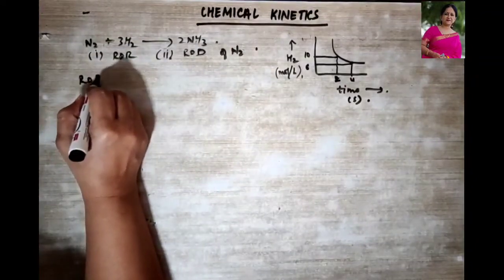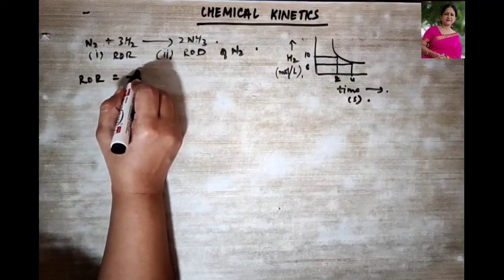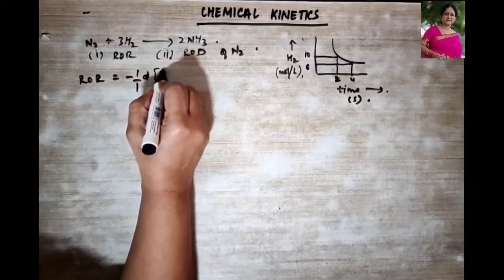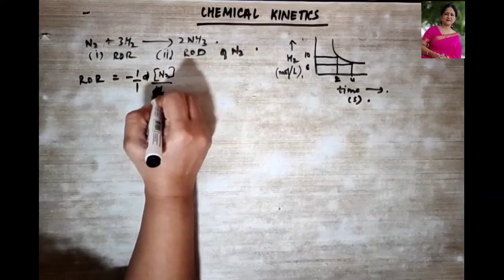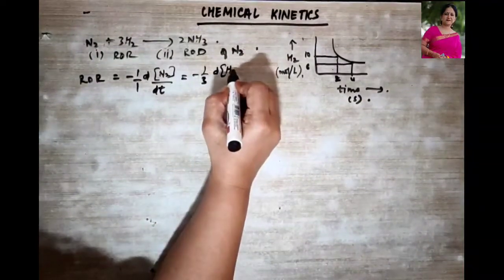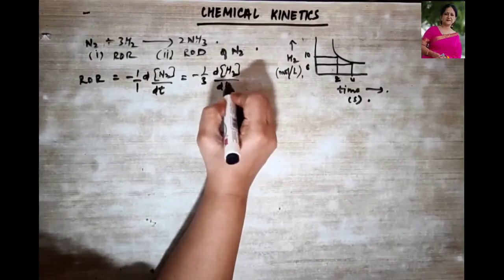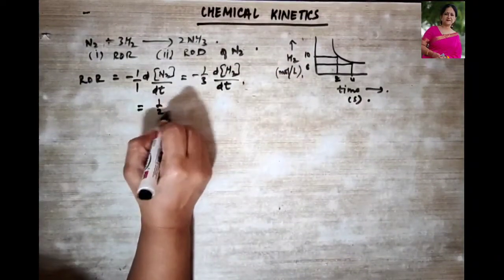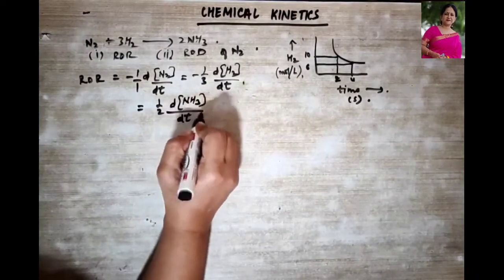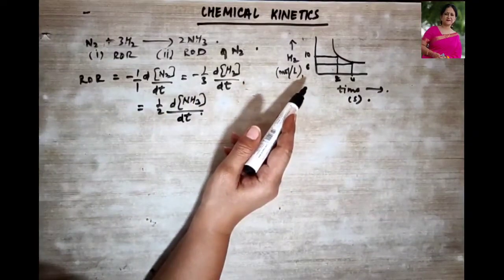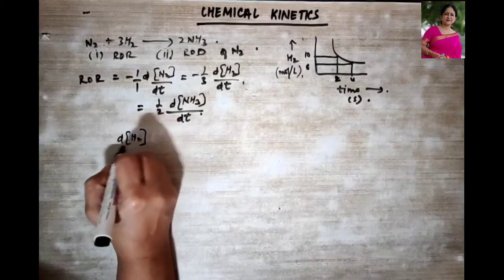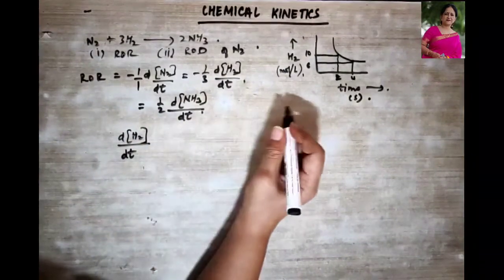So let's see, ROR will be equal to what? Minus 1 upon 1 d[N2] upon dt. This is equal to minus 1 upon 3 d[H2] upon dt, which will be equal to half d[NH3] upon dt. Now look at the graph. If you look at the graph, we need d[H2] upon dt. Now look at the slope.